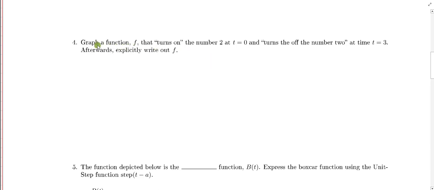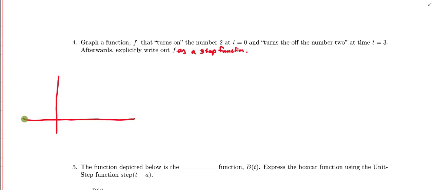So folks, in this problem, we want to graph a function f that turns on the number 2 at time t equals 0, and then turns off the number 2 at time t equals 3. Then we'll explicitly write out that f, and I should say as a step function. So in this case, the graph of this function would look something like so.